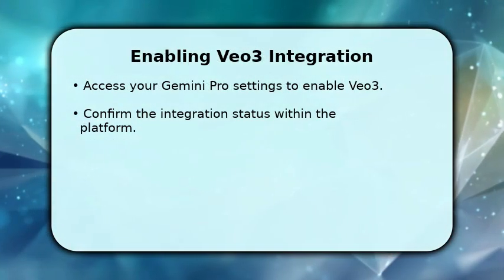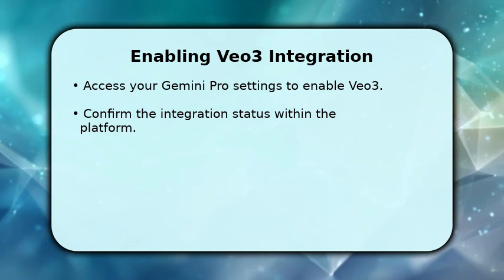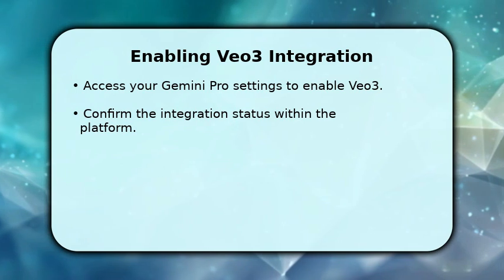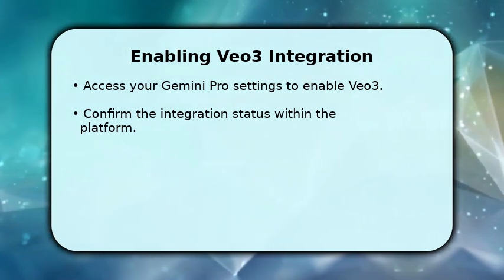To begin, navigate to your Gemini Pro dashboard and locate the Settings menu. Within these options, you will find the specific toggle or section for VO3 integration. Ensure it is activated to unlock its full potential.